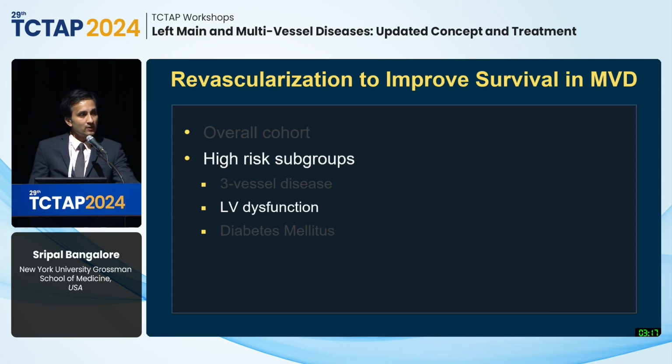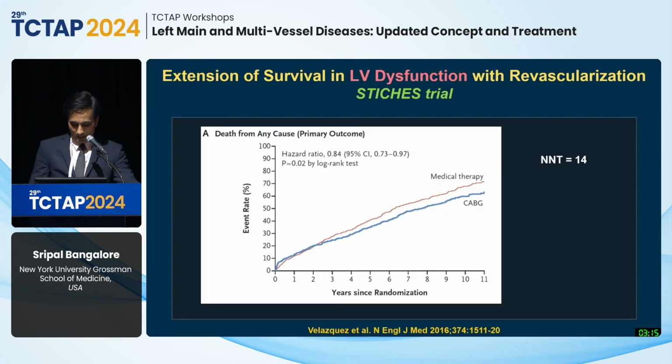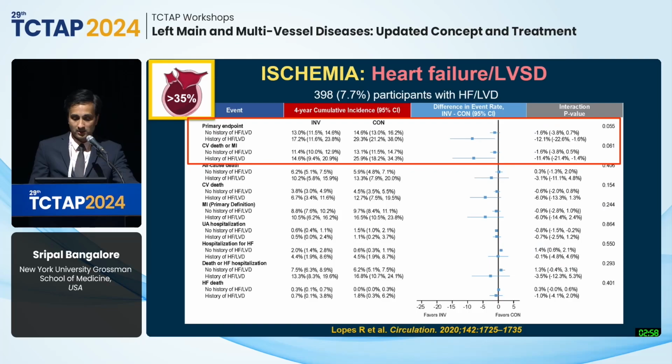What about LV dysfunction? In ISCHEMIA, we did not enroll patients with EF less than 35% because that was answered in the STICH trial and the STICHES long-term follow-up. From the data from STICHES, we know that CABG improves survival compared to medical therapy, with a number needed to treat of only 14 patients.